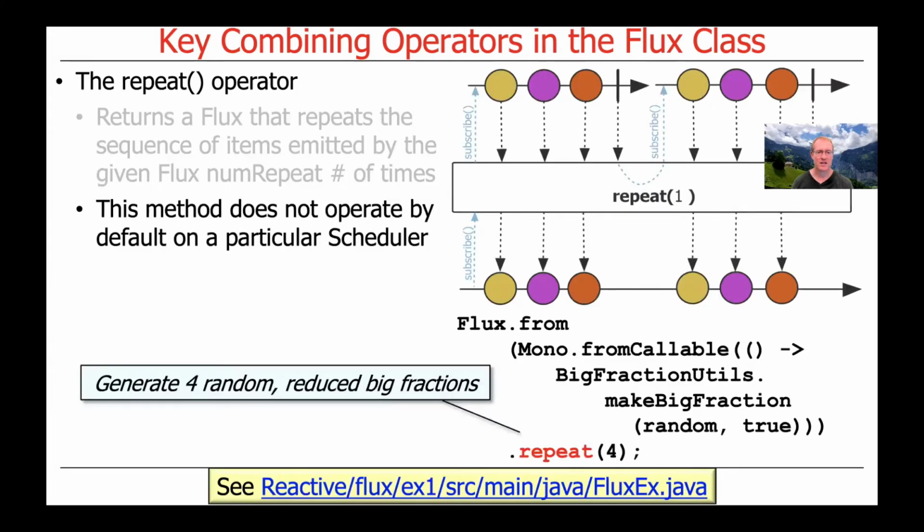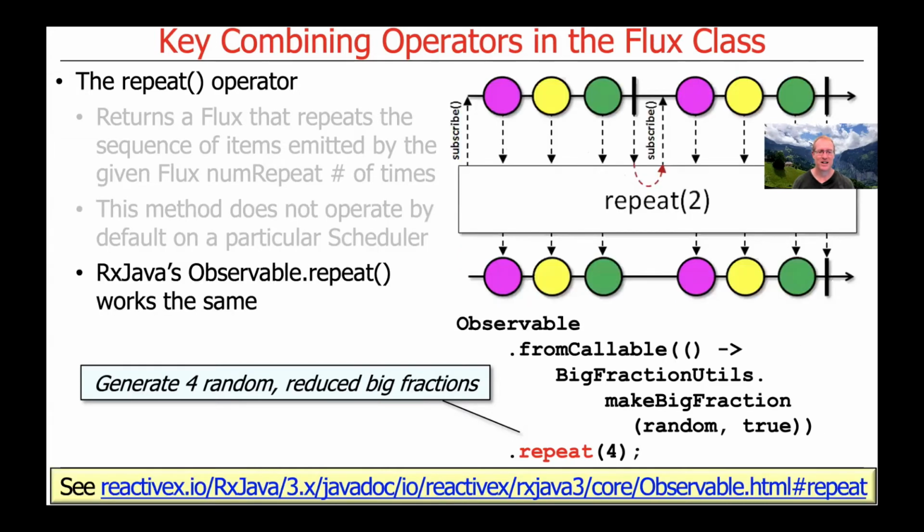This particular method doesn't operate on a given scheduler. It'll run in whatever context it's called in. This particular example is going to generate a random big fraction, and then it will repeat generating a random big fraction 4 times. So this will go ahead and generate 4 random big fractions. And you'll notice, by the way, that we're using the from method, which is the lazy method, which means that each time it's actually called, it's going to go ahead and return a different random big fraction. So we'll get back 4 random reduced big fractions. And we'll talk about this example a little later when we get into the case study.